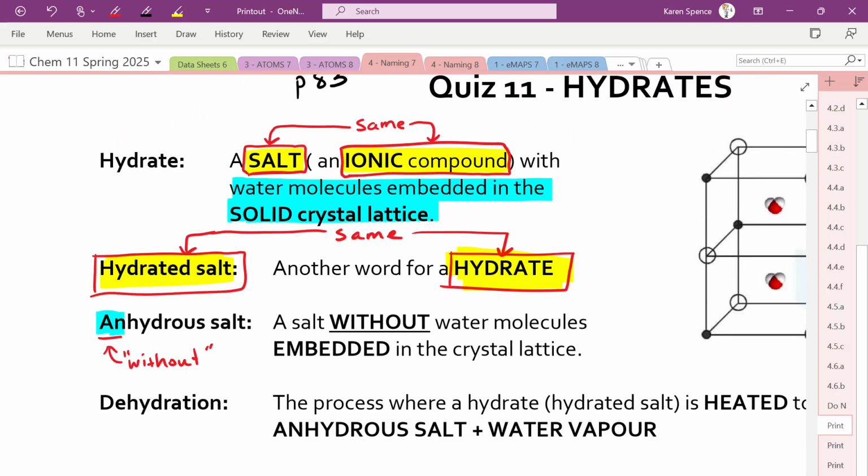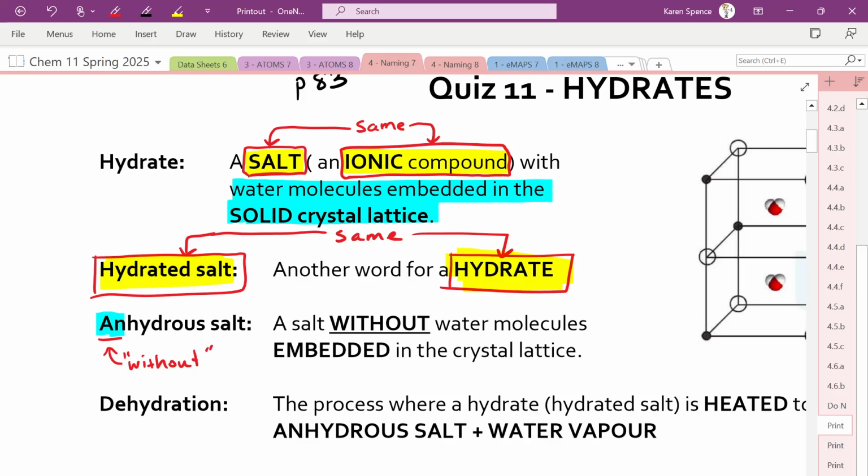So we have hydrate, hydrated salt, and hydrous salt.